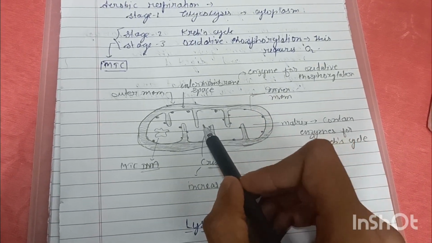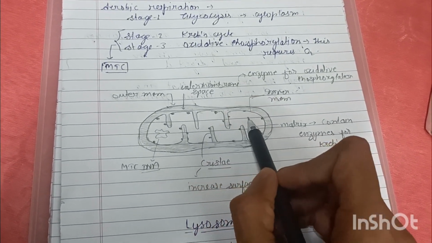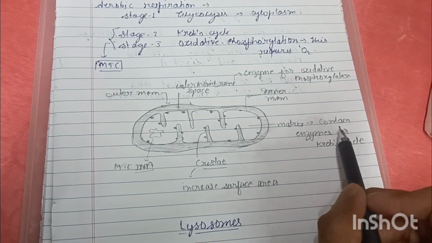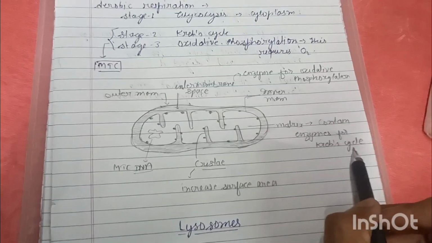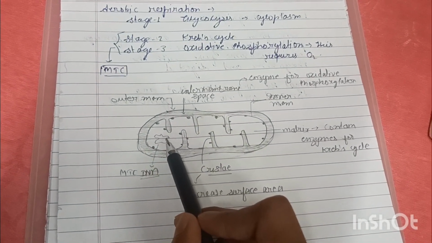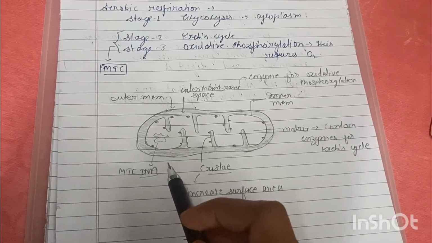And here you can see the matrix. The inside part of mitochondria is known as the matrix, and the matrix contains enzymes which are required for the Krebs cycle. And here you can see DNA is present. This is known as mitochondrial DNA.